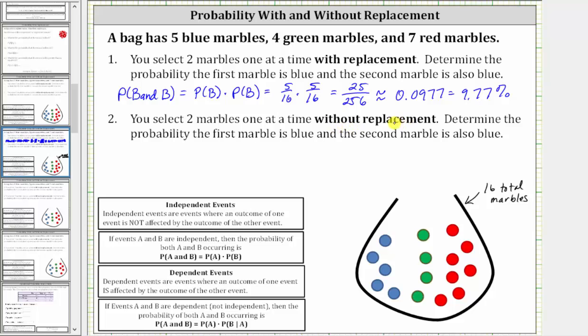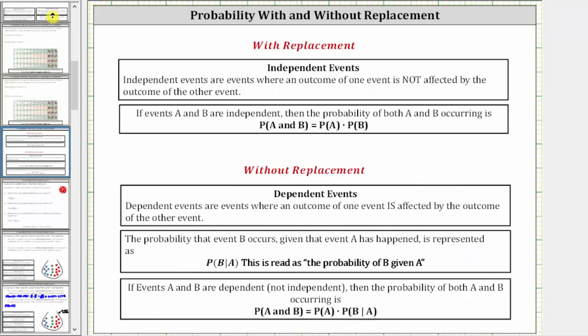which means you select the first marble, do not replace it back into the bag, and then select the second marble. And we're asked to determine the probability the first marble is blue, and again, the second marble is also blue. So we want the probability of a blue marble and another blue marble, but now without replacement. So because the first marble is not replaced back into the bag, the outcome of one event is affected by the outcome of the other, and therefore now we have dependent events, where dependent events are events where an outcome of one event is affected by the outcome of the other event.